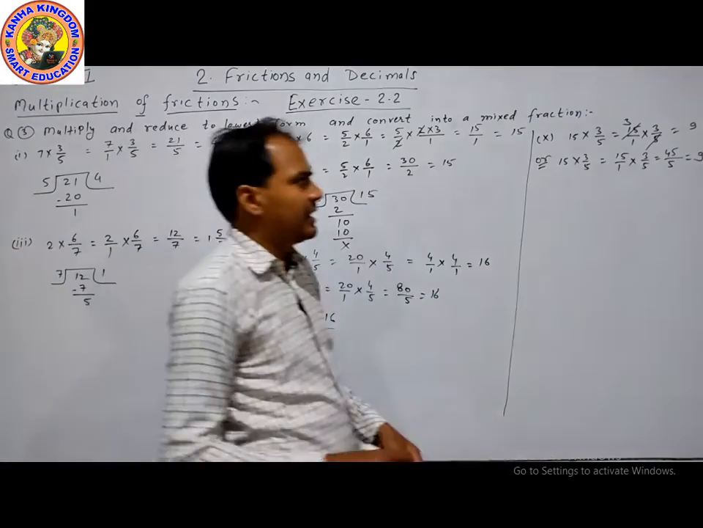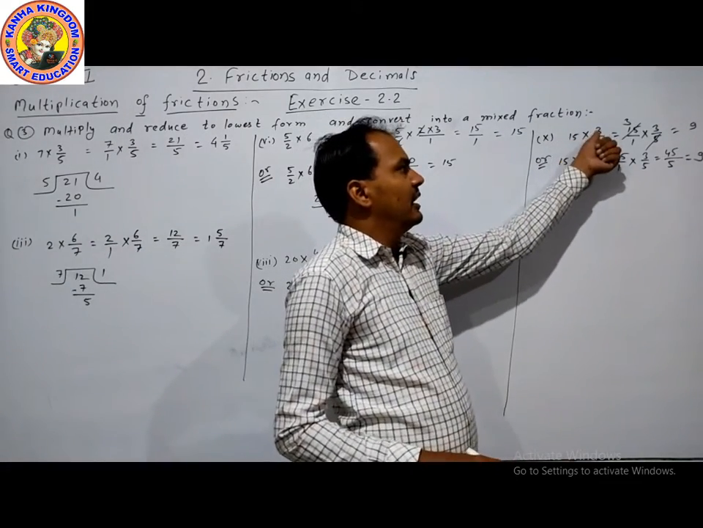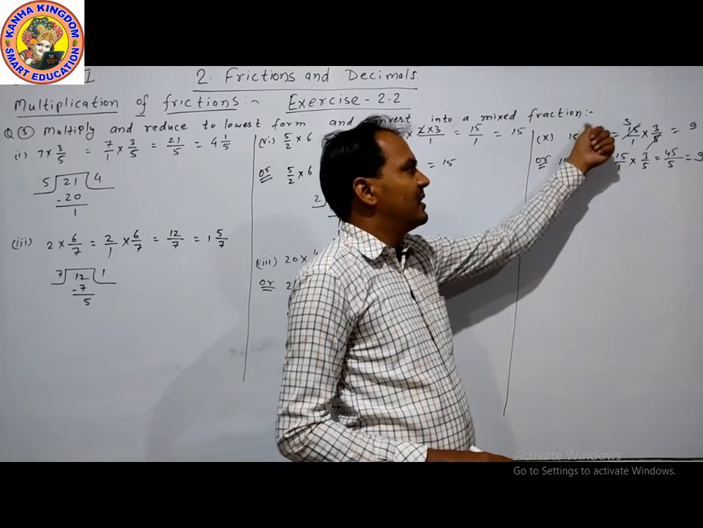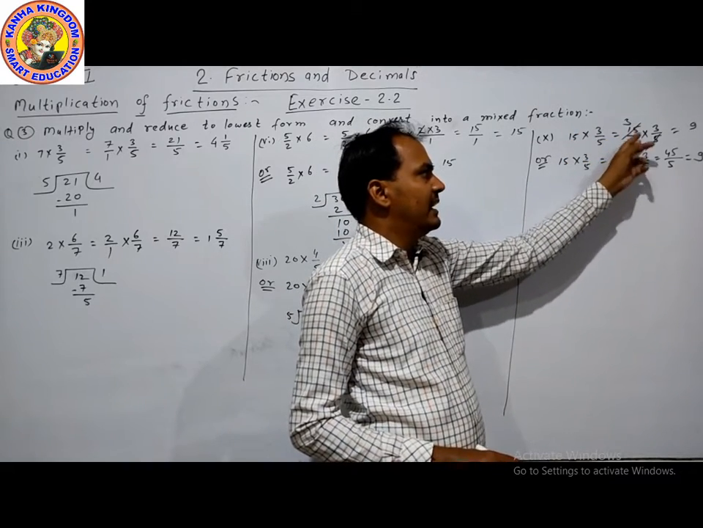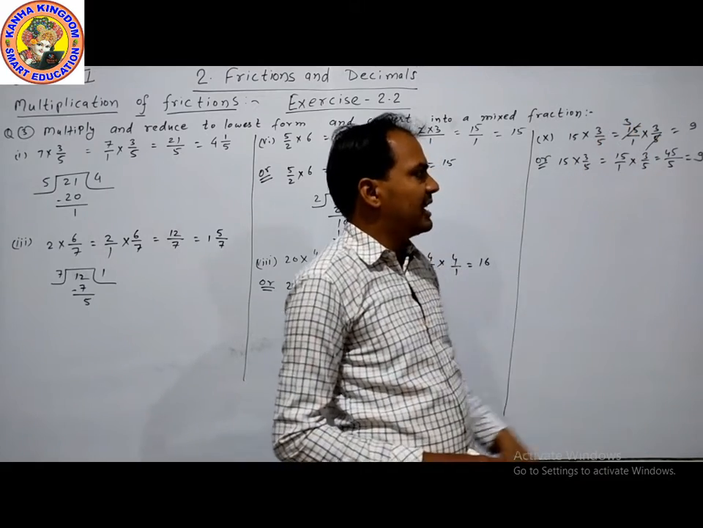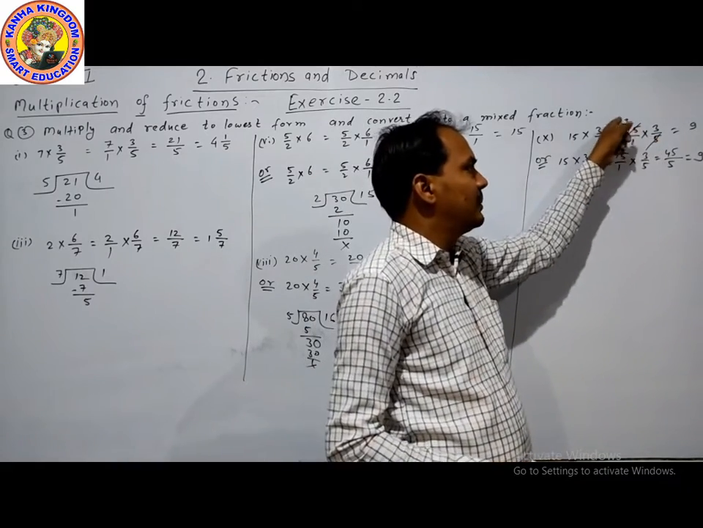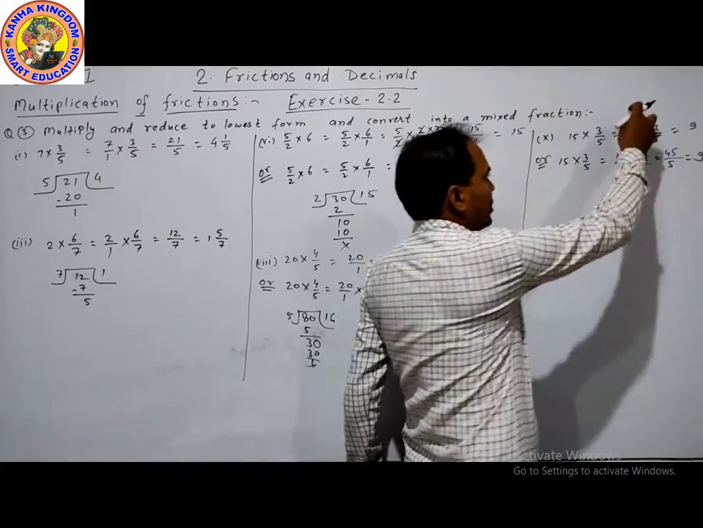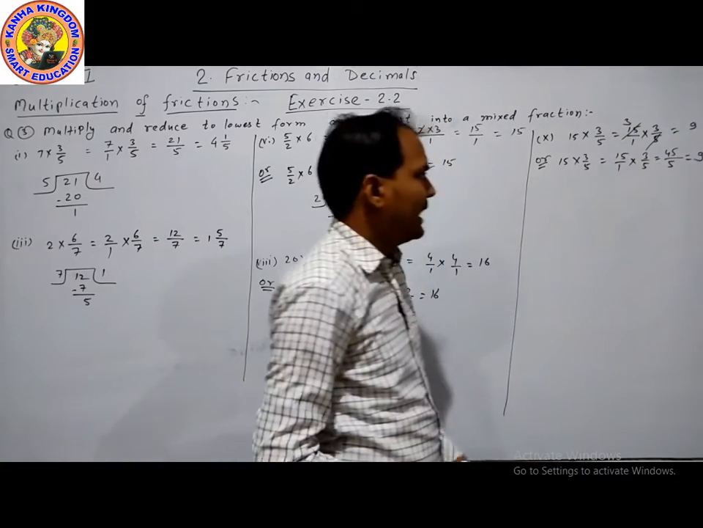Now question number 10, 15 into 3 by 5. First of all, 15 is converted to a fraction number by dividing by 1. Now 5 can cut 15 by 3 times. So 3 into 3, the answer is 9.